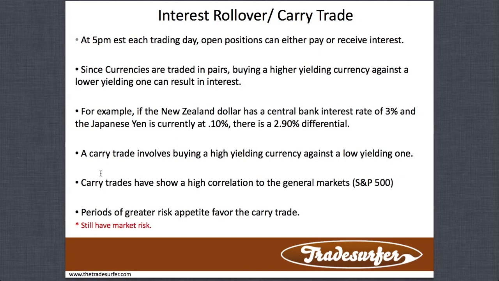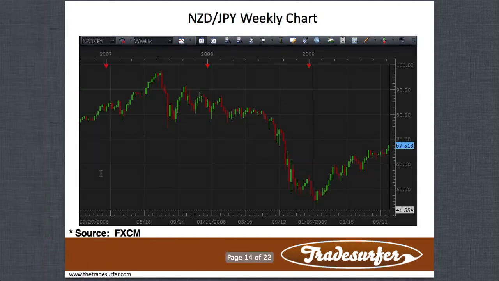But they also have a high correlation to the general markets and the S&P 500. Periods of greater risk appetite favor the carry trade. Typically when we see the S&P performing very well, the market's humming along, a lot of times you'll see the carry trades do well. A good example of that, this is the New Zealand dollar against the Japanese yen. For a long time, this was a very, very popular carry trade because of the extreme interest rate differential. At one point, I think the New Zealand dollar was yielding about 8% or so, and the Japanese yen next to nothing. And so here we see the chart.